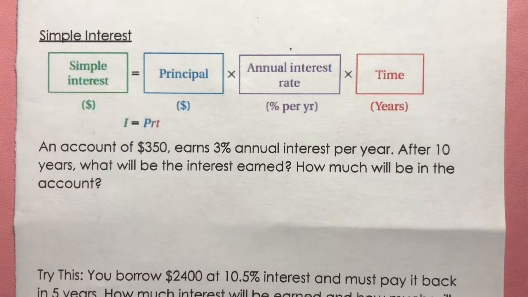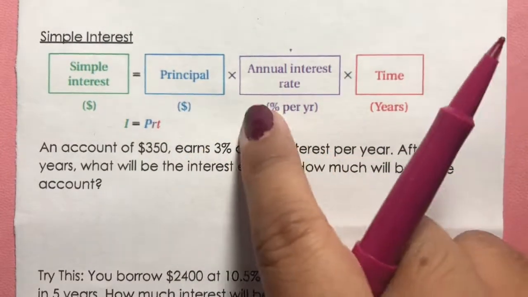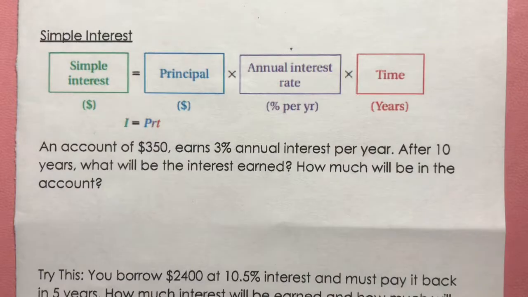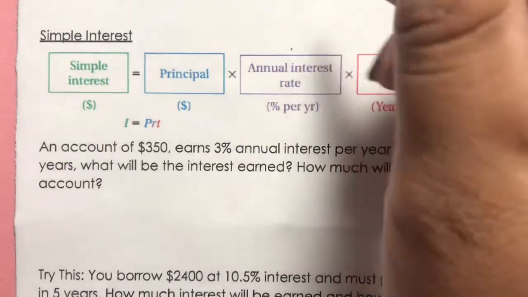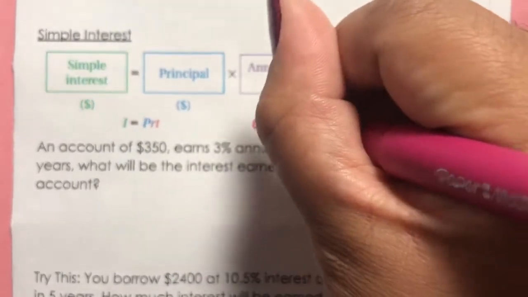All right, so simple interest. You just learned about this yesterday, so we'll make this pretty quick. If you remember, the formula for simple interest is simple interest equals the principal amount times the annual interest rate times the amount of time. So P times R times T. It's just multiplication. And remember, the annual interest rate will always be a decimal.